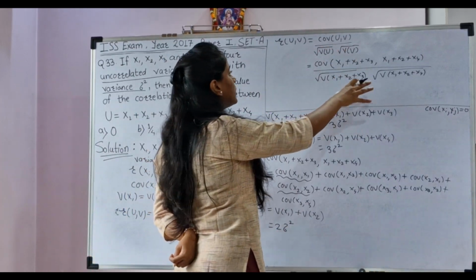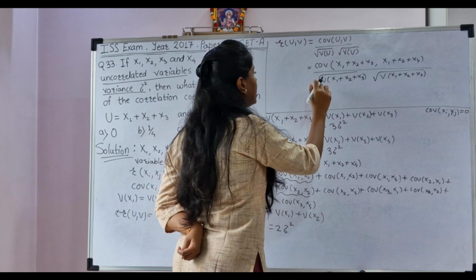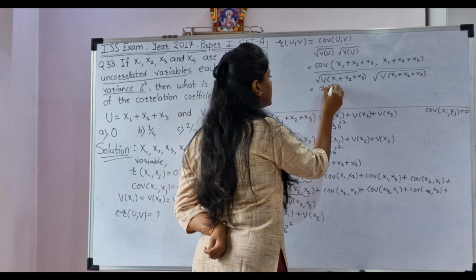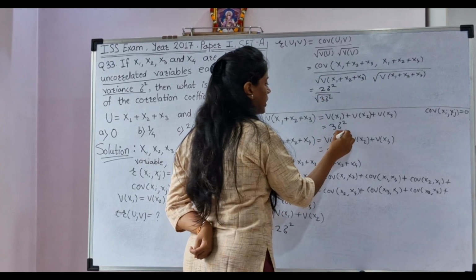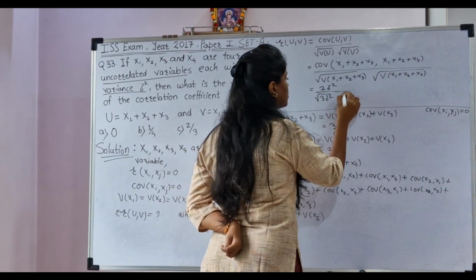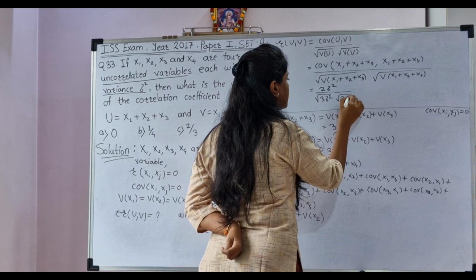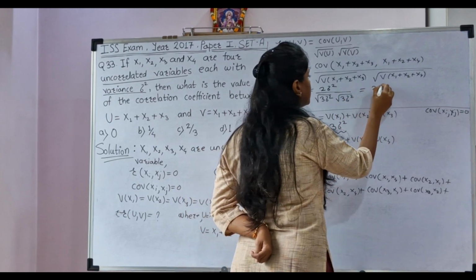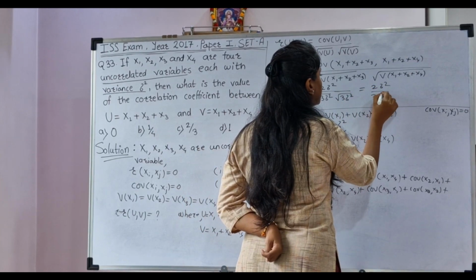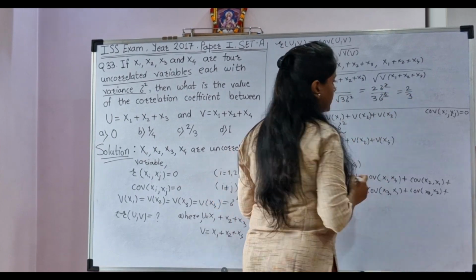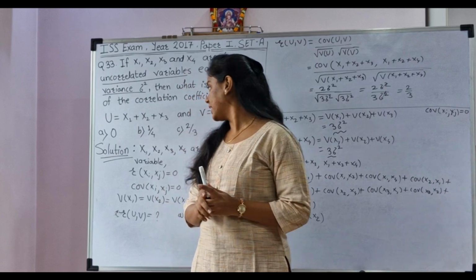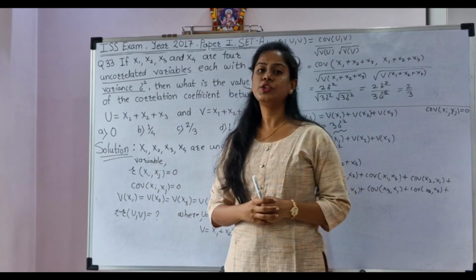Now we got all the values, so let's put all values here. We will get 2 sigma square upon square root of 3 sigma square from here into square root of 3 sigma square. So it is 2 sigma square upon 3 sigma square. So we will get 2 by 3. Okay. So the correct answer is option C, 2 by 3.